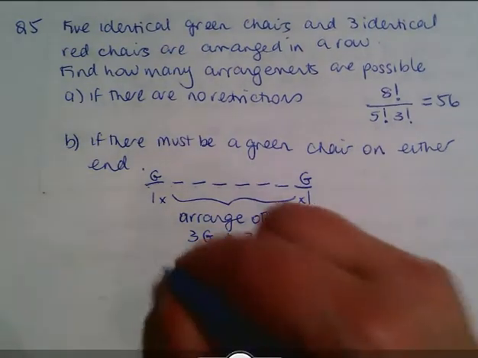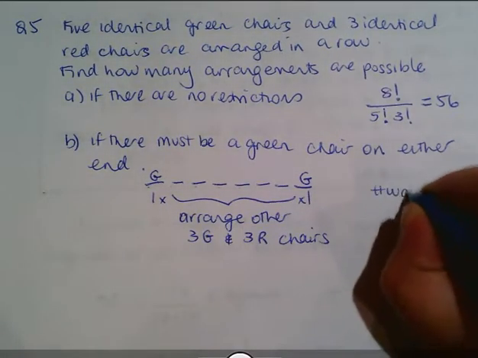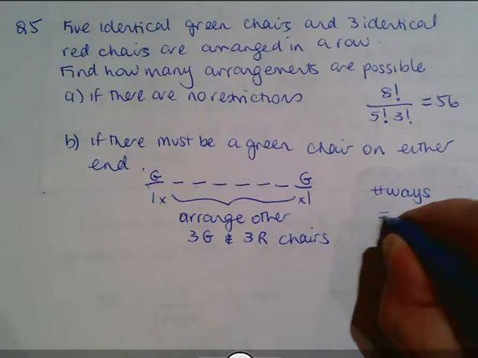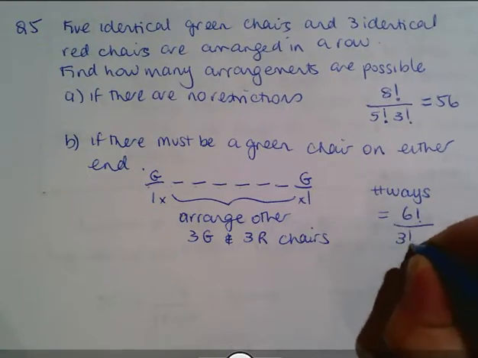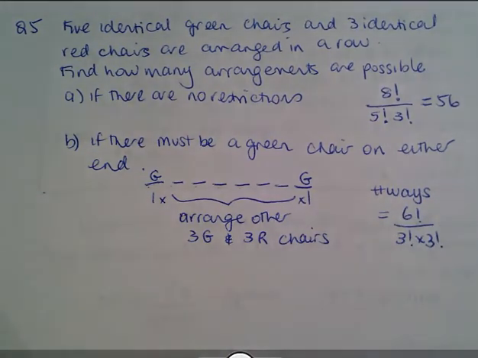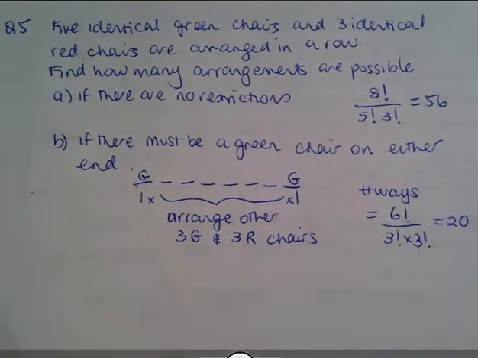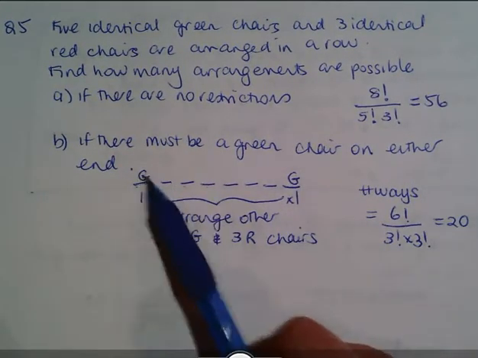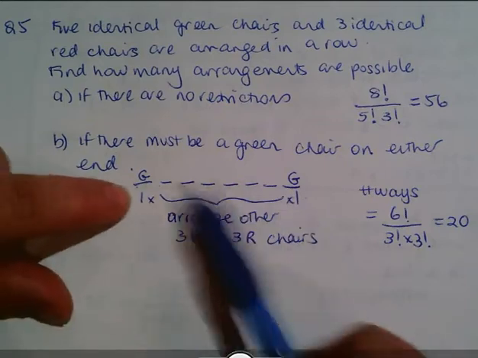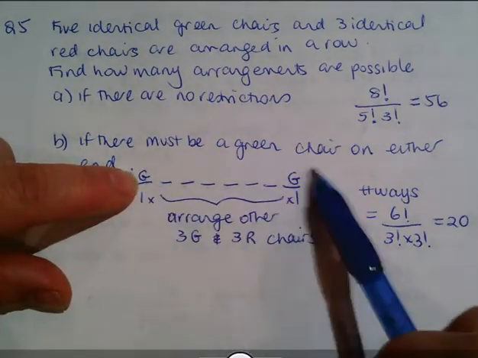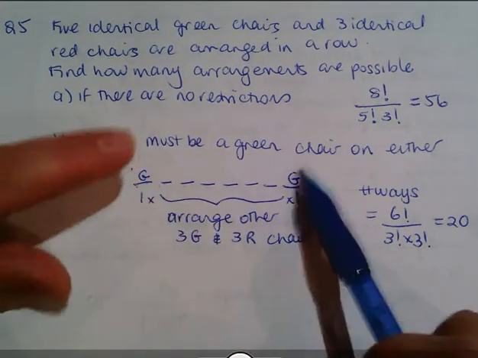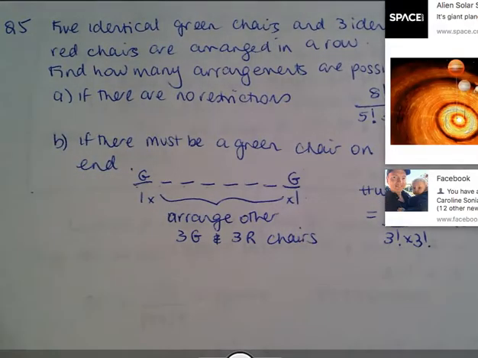So therefore the number of ways is going to be 6 factorial over 3 factorial times 3 factorial, which is 20 ways. So again, these are restrictions, so put them in first. Remember all the greens are identical, so you just put a green there and a green there, and there's just one way to do it, okay?